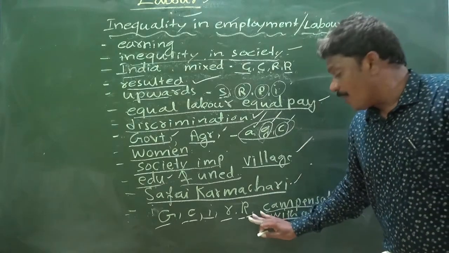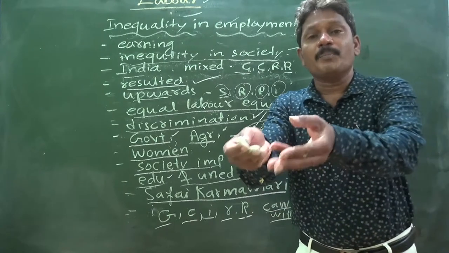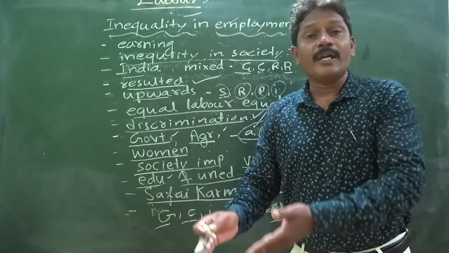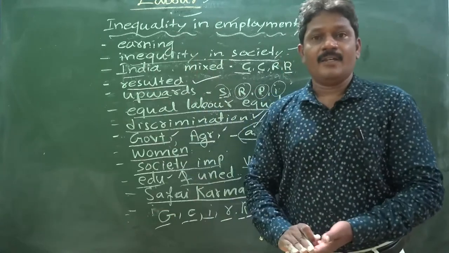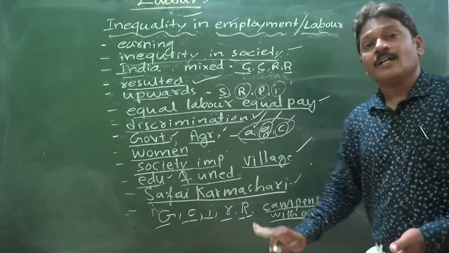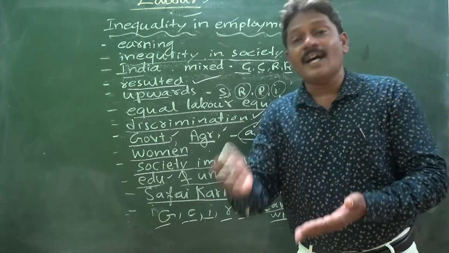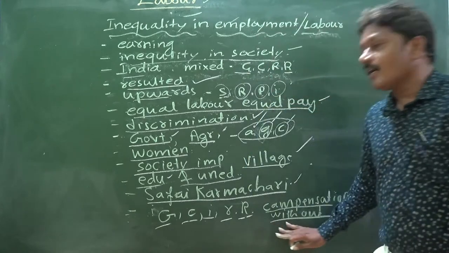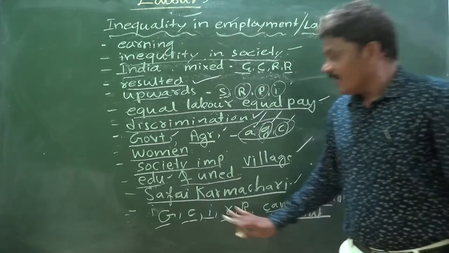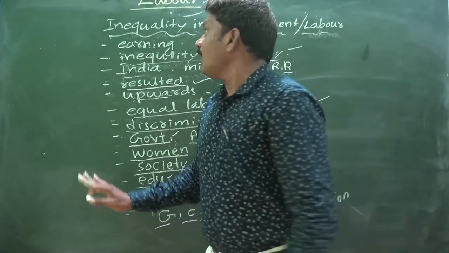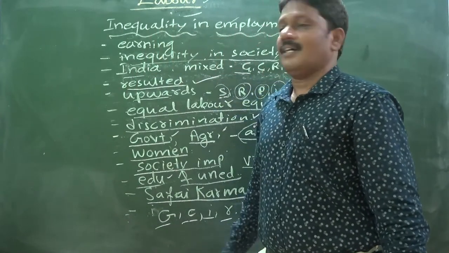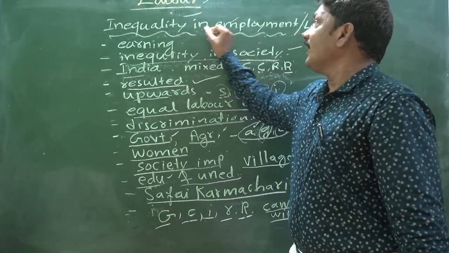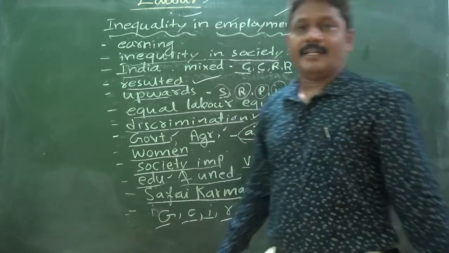With compassion means I give the money after the work is done, wages are given after work is done. Without compassion means that after the work is done, money is not given. That is without compassion. In this way, labor discrimination is there. Labor inequality in employment.